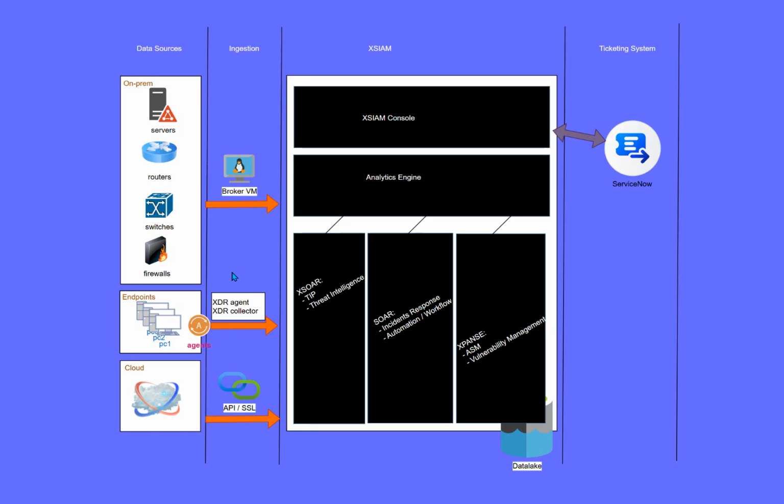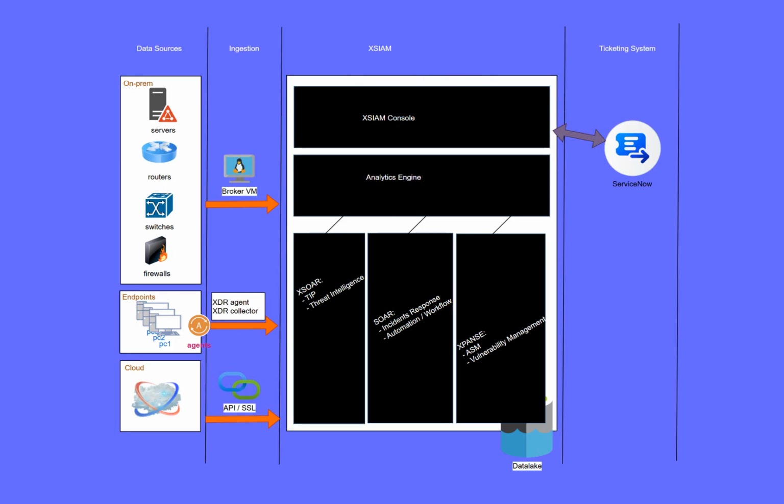And also, if your environment is in the cloud like AWS, Azure, Google Cloud, your options are API or SSL, right? For the secure communication. So once you have your data ingested in XSIAM, all the features, your dashboard, your incident response, detection, threat intel, all those views are available under the XSIAM console.